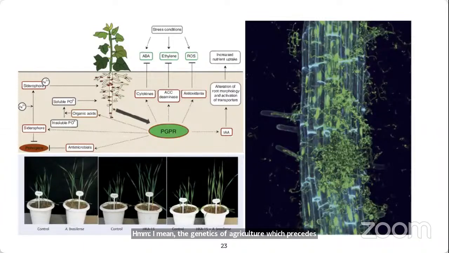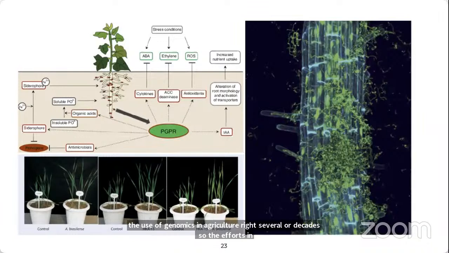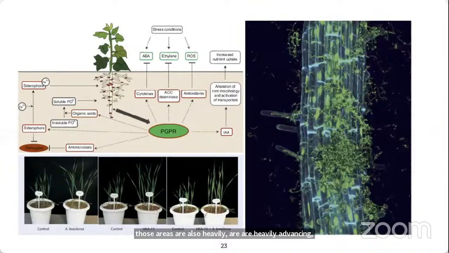So the efforts in those areas are also heavily advancing, because generally when you see the amount of data that is available for us to compare our samples with, it is focused more on the human genome and disease-causing human genes and less on general crop yields and crop production and agriculture in general.